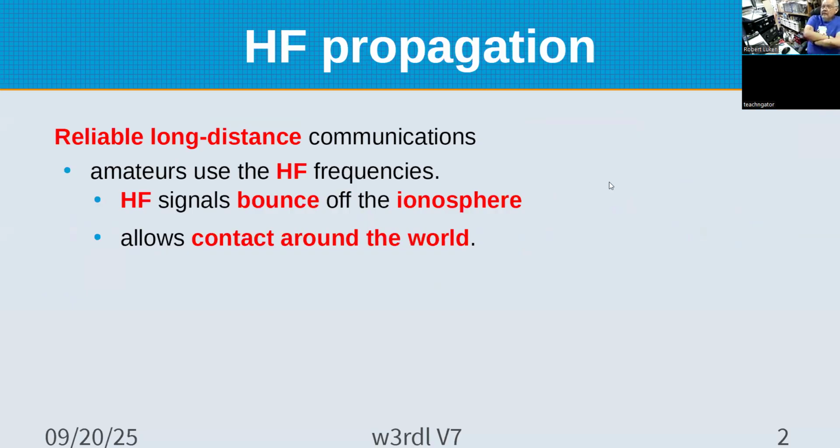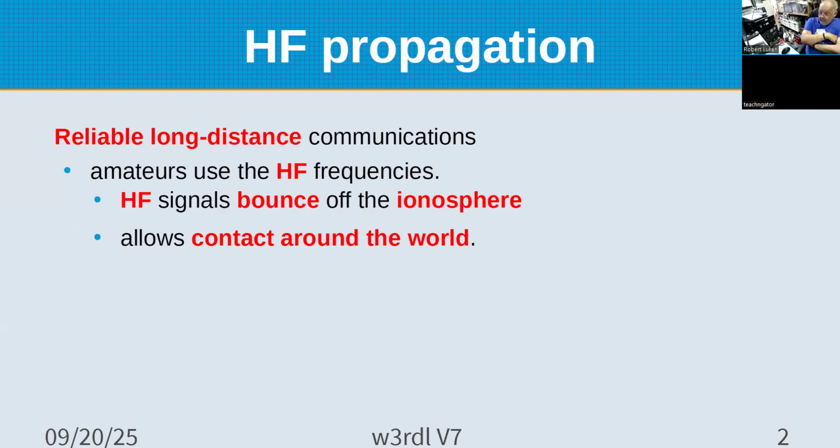So we'll talk more about high frequency propagation and how we get the long distances somewhat reliably. It's still dependent on sunspot activity, but most HF signals can be bounced off of the ionosphere. So you can get contacts literally all around the world.